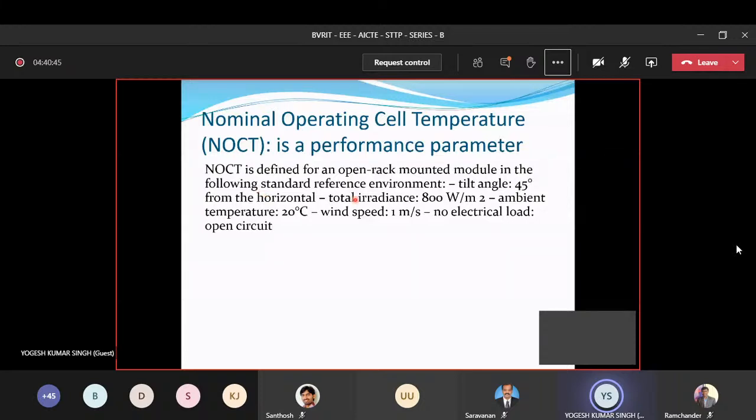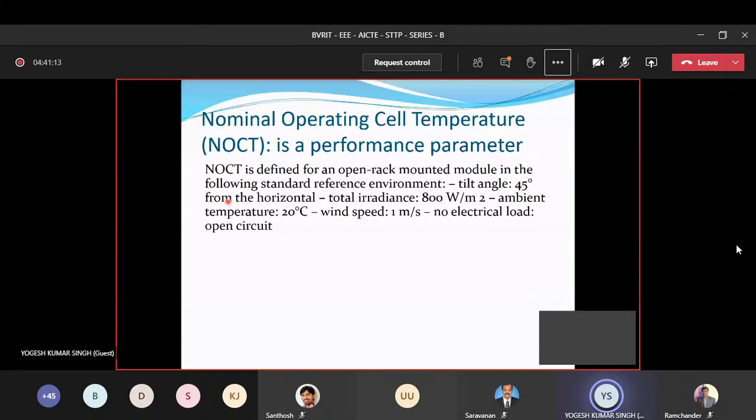Now, what is the major condition for that particular NOCT? In NOCT, we take the tilt angle at that particular location. You are already aware that your module will always face south, at a true angle depending on the latitude. So first is the tilt angle, and 45 degrees centigrade from the horizontal to the meridian.